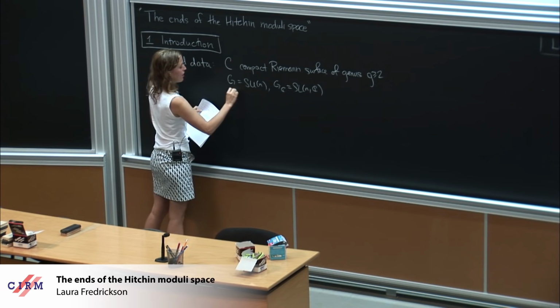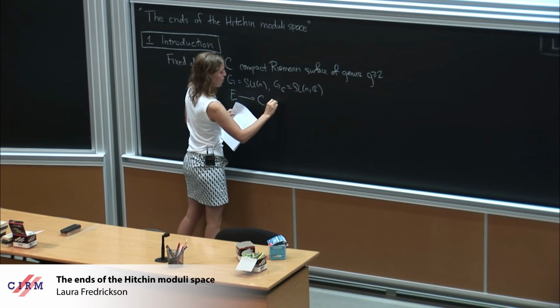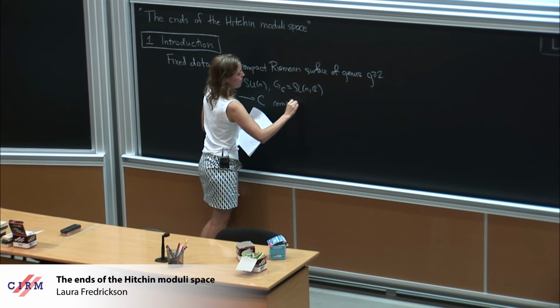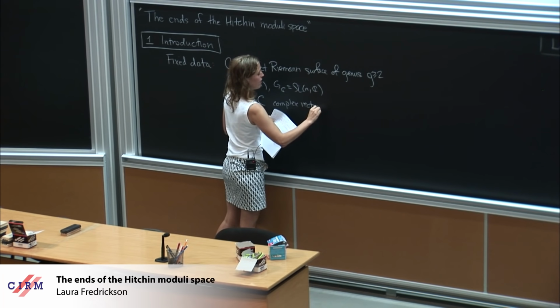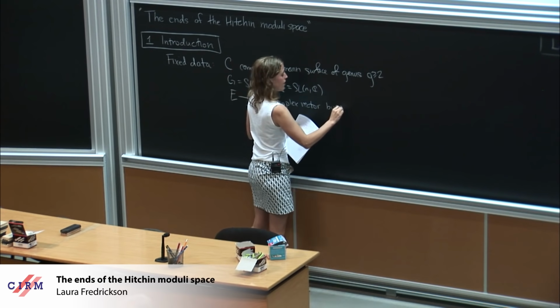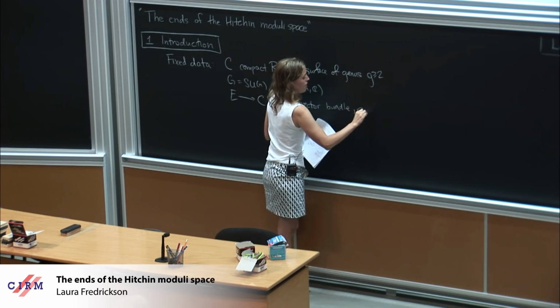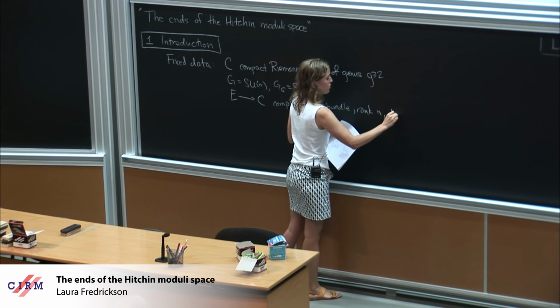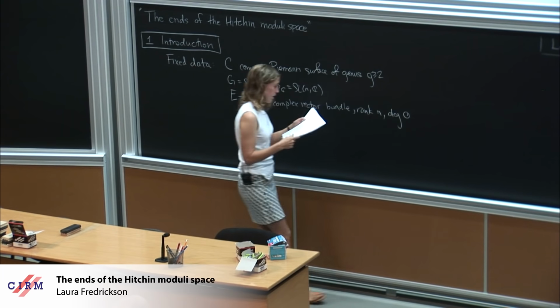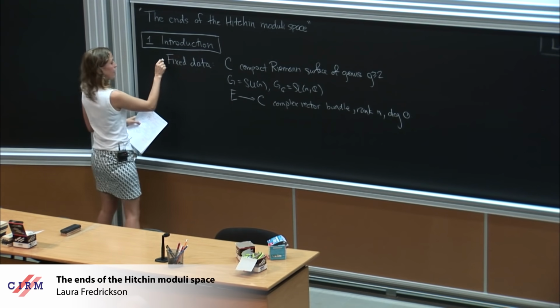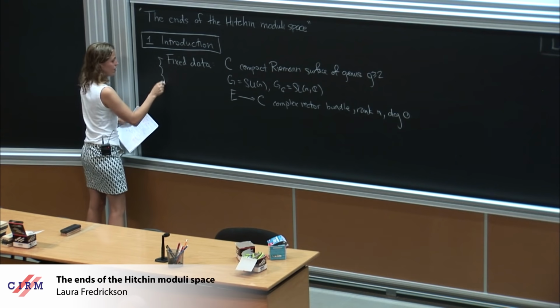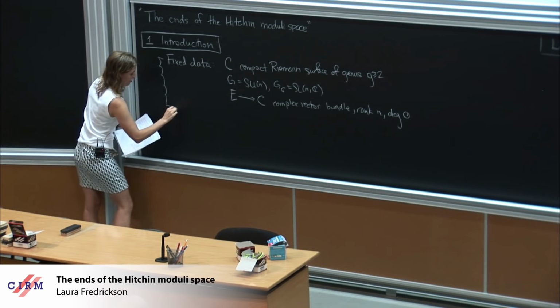And we'll take E, a complex vector bundle of rank n. And for simplicity, we'll just also have it be degree d. And from this fixed data, we're going to get a Hitchin moduli space.